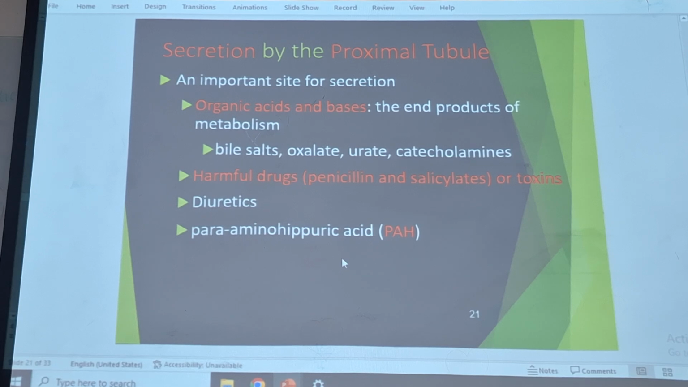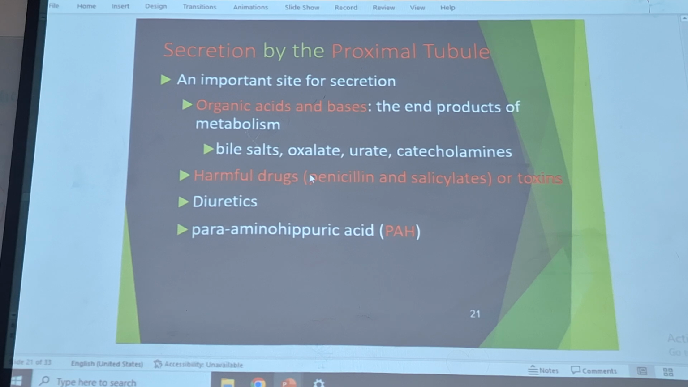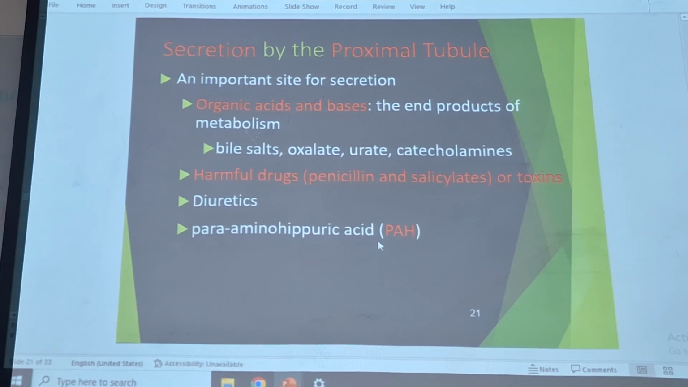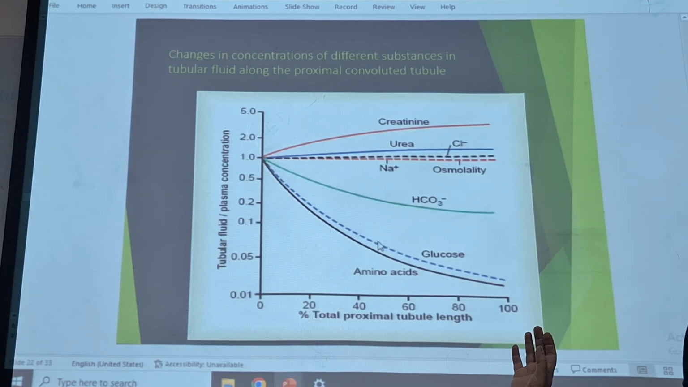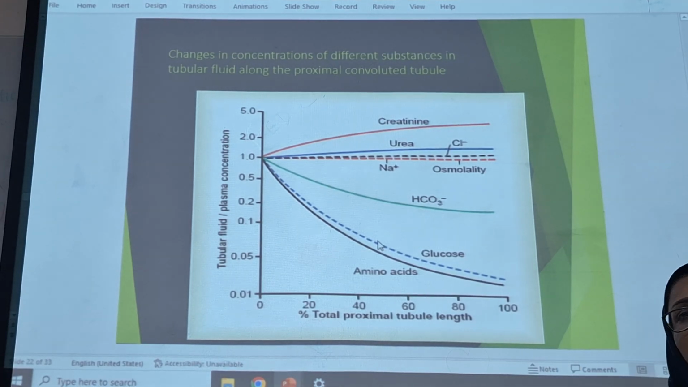Organic acids, organic bases, biocides, oxalate, urate, catecholamines, harmful drugs, and diuretics are secreted, and para-aminohippuric acid. We will talk about PAH. These are secreted in the proximal tubule. This slide is very, very important.